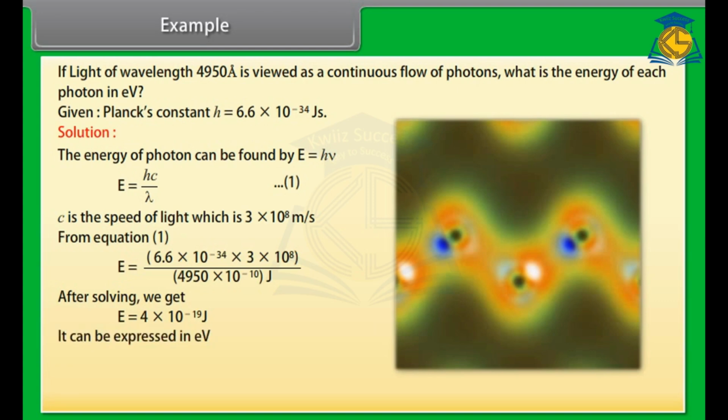It can be expressed in eV: E = 4 × 10^-19 / (1.6 × 10^-19) eV. E is equal to 2.5 eV. Particle nature of light, the photon.